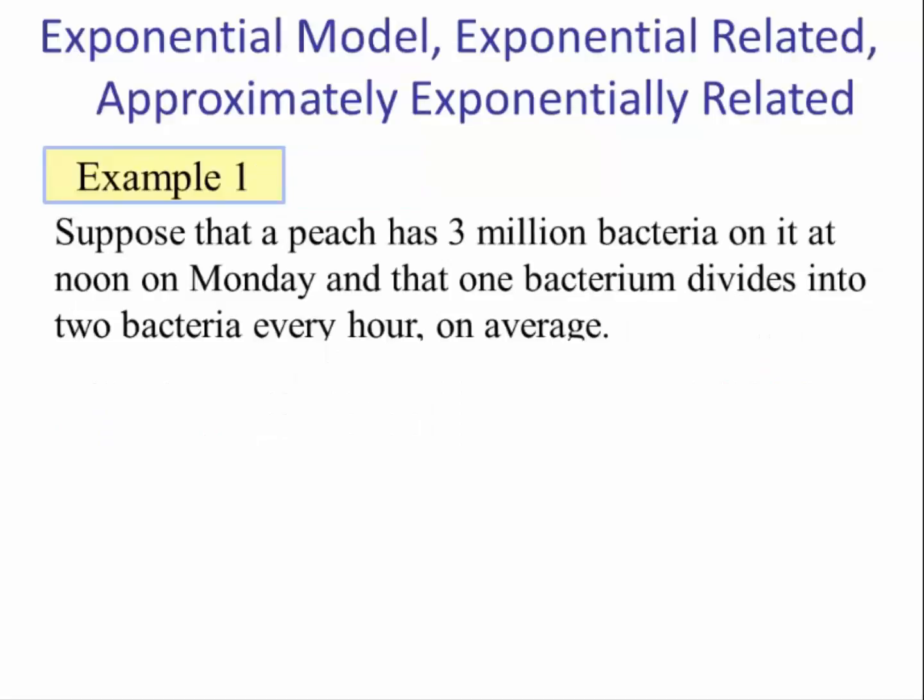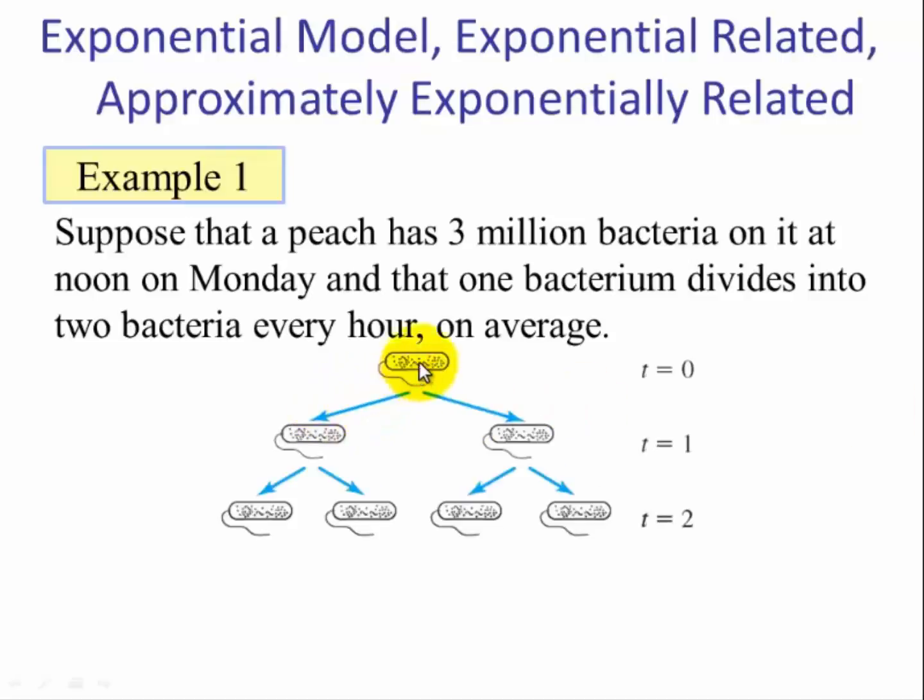Example 1. Suppose a peach has 3 million bacteria on it at noon on Monday, and that one bacterium divides into 2 bacteria every hour on average. So here's a visual. We have one bacterium, and in 1 hour it splits into 2.